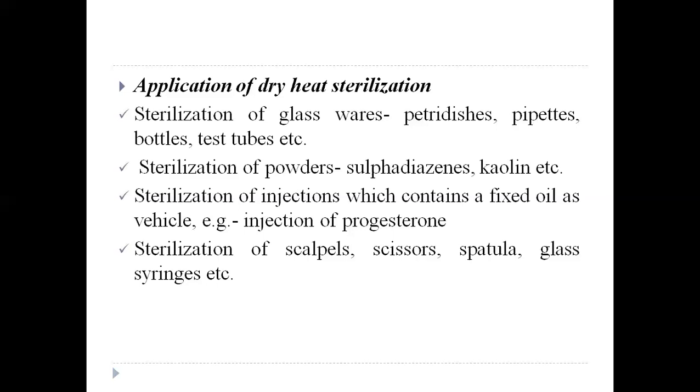The next one is sterilization of injections which contain a fixed oil as a vehicle. Injections which contain a fixed oil as a vehicle can be sterilized by the dry heat method. Examples of these kinds of injections are testosterone injection, progesterone injection, or injection of estradiol dipropionate. These are the types of injections that can be sterilized by the dry heat method.